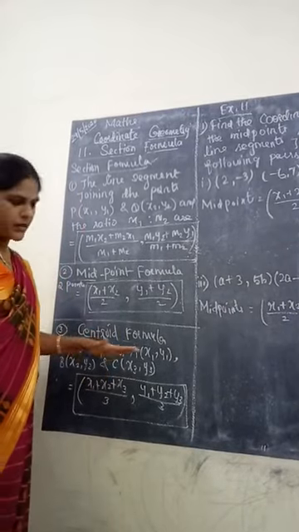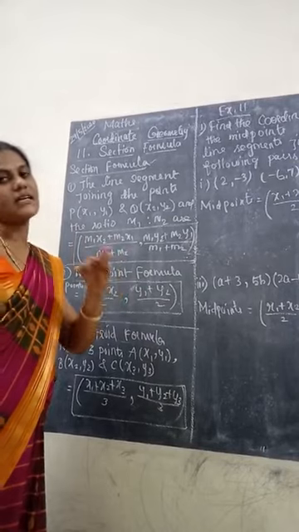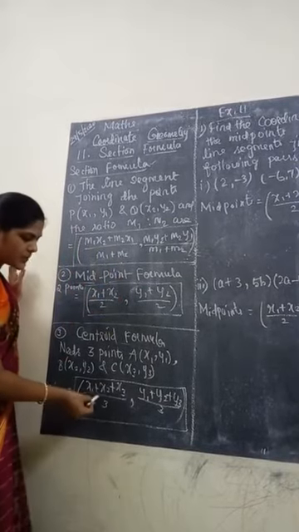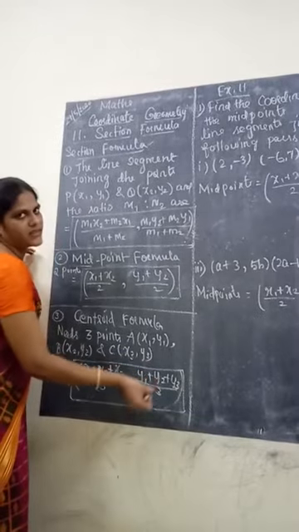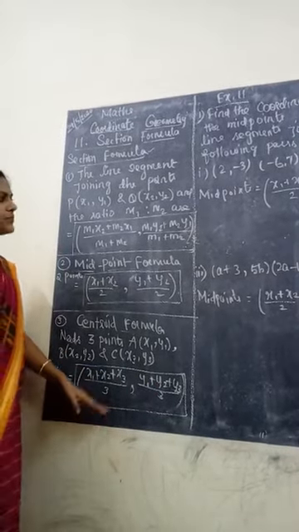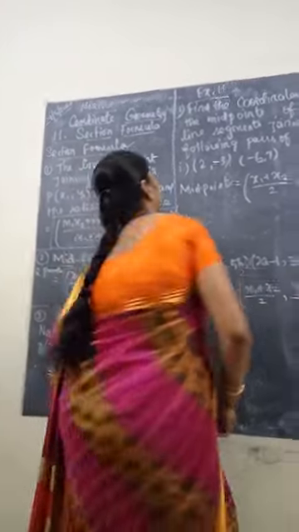Next is the centroid formula. For the centroid formula we have 3 points. We need to add the 3 points and divide by 3. So (x1 plus x2 plus x3) by 3, comma (y1 plus y2 plus y3) by 3. This is the centroid formula. So using these three, we are going to see the exercises.